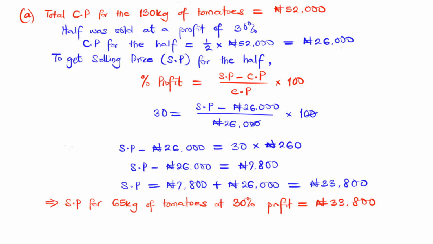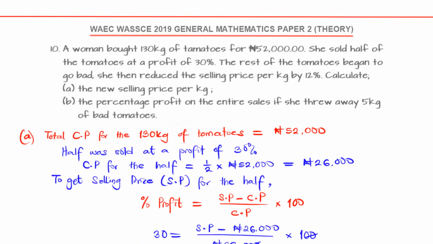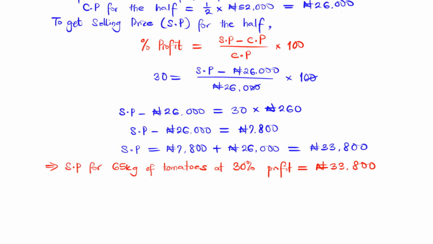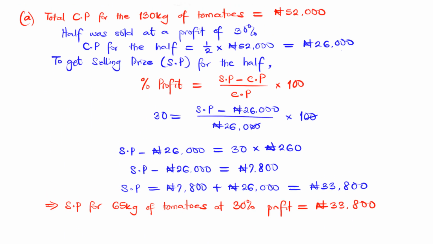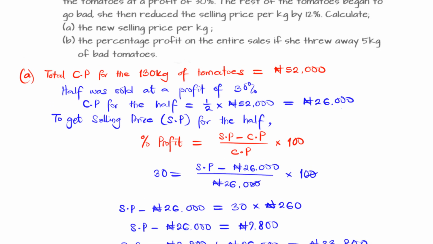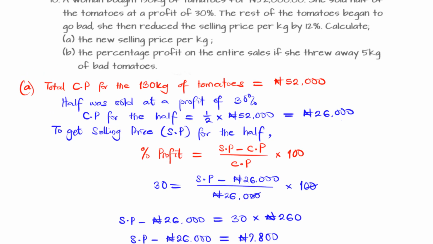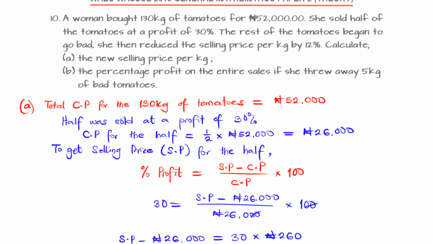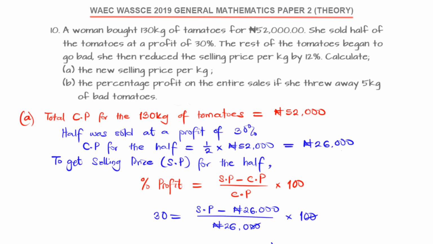But moving forward, we are told that the rest of the tomatoes began to go bad. So she reduced the selling price per kilogram by 12%. Let's look at this language critically. The selling price per kilogram by 12%. We are now being asked to find the new selling price per kilogram.